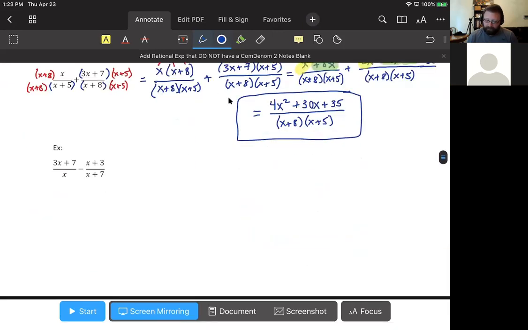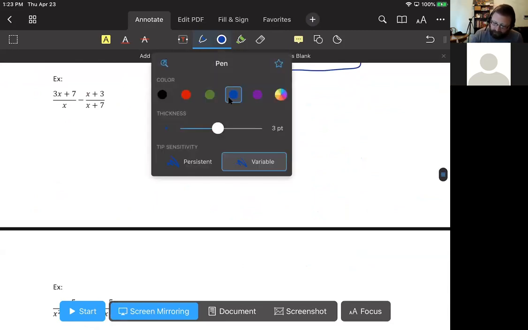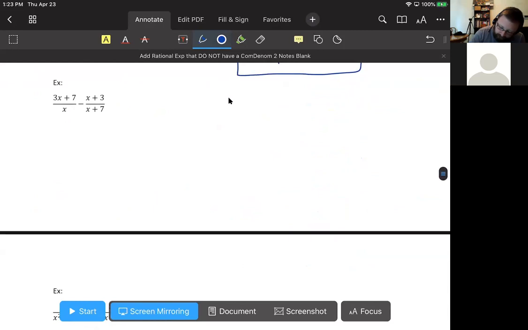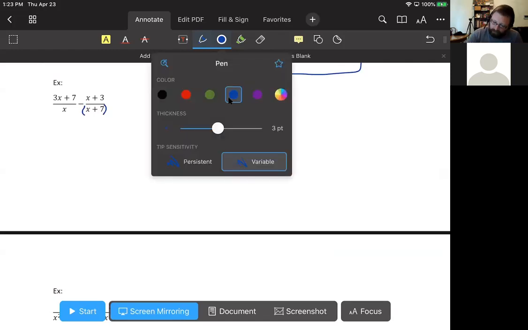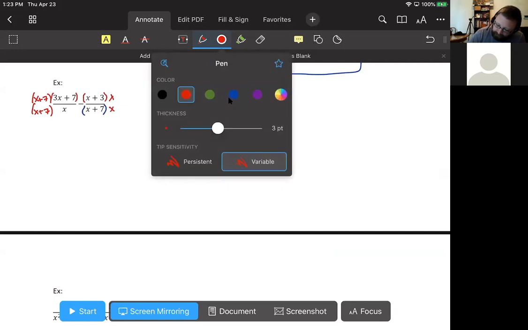Okay. So here's our next example. This one is a little bit different, but not really. If we look at this, our common denominator this time will be x times x plus 7. So our first fraction is missing x plus 7, so we need to multiply the bottom and the top of the first fraction by x plus 7. And our second fraction is missing an x, so we need to multiply our second fraction by x.